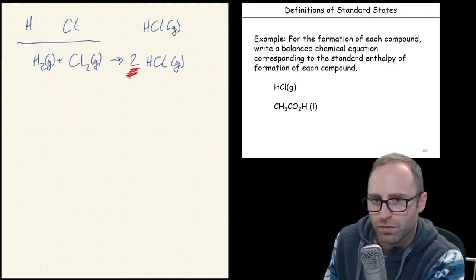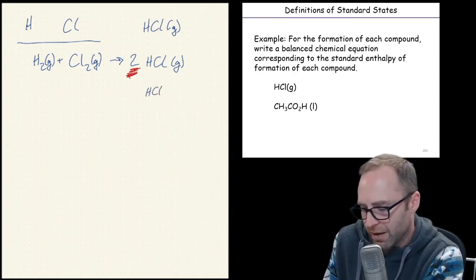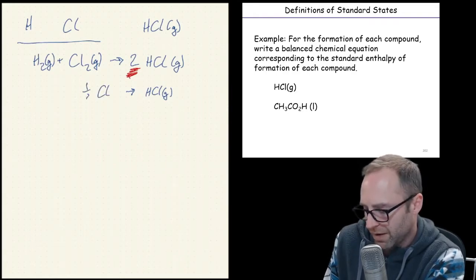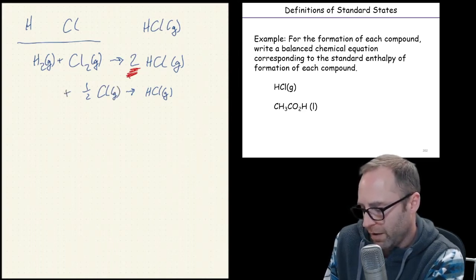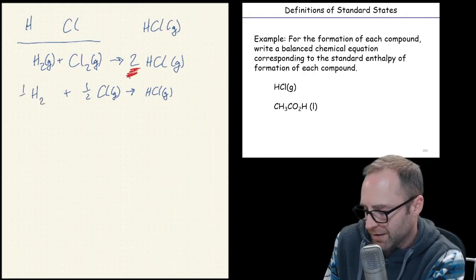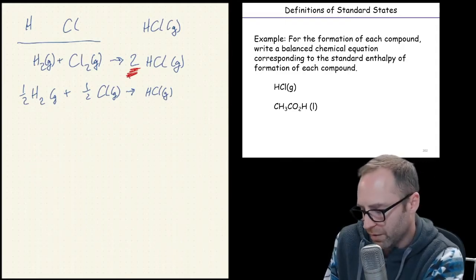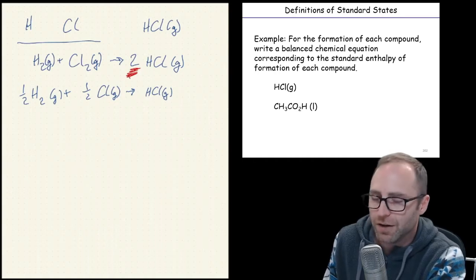Stoichiometric coefficient of 1/2? Yeah, let's change our stoichiometric coefficients. If we make the stoichiometric coefficient of the HCl gas be 1, that means for our chlorine, it's going to have to be 1/2. And for our hydrogen gas, it's going to have to be 1/2. I know we're probably not super comfortable with writing things out as 1/2 stoichiometric coefficients, but it is okay. Specifically here, it's okay because we know that the hydrogen and the chlorine are diatomics.